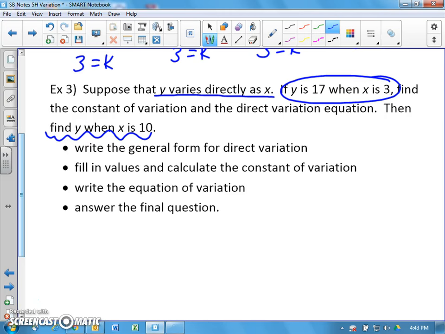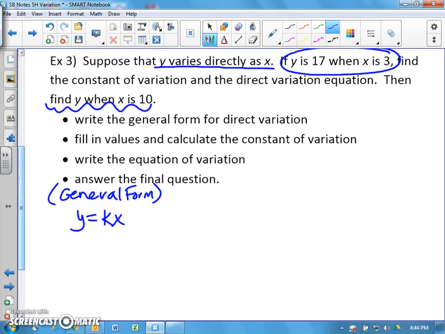The first thing you're always going to do, because as we add more variation, this can be different, is write the general form for direct variation. So we're going to write y equals kx. This is our general form. The second step says to fill in values and calculate the constant of variation. So we're going to use the information that I circled above. We're told that y is 17 when x is 3. Solving for k, we're going to find out that k would be 17/3. This is our constant of variation.